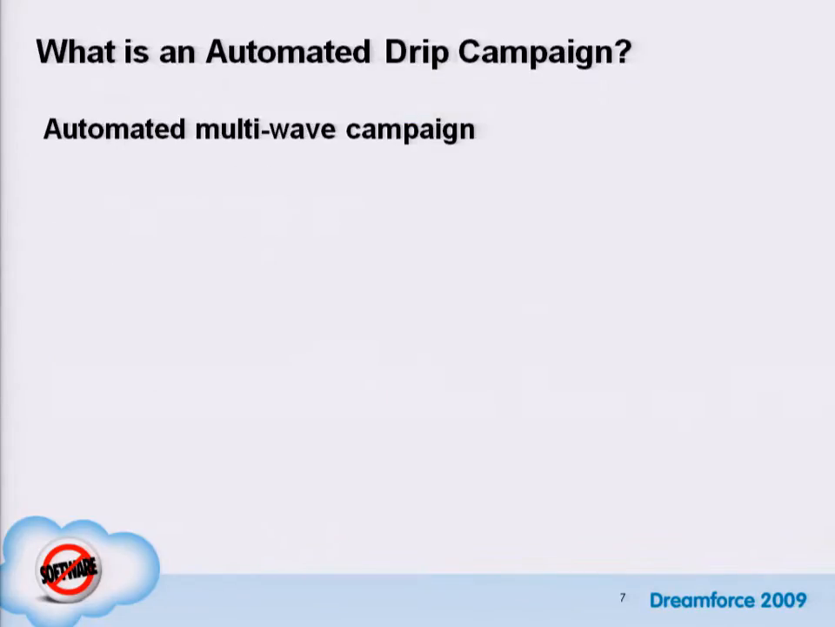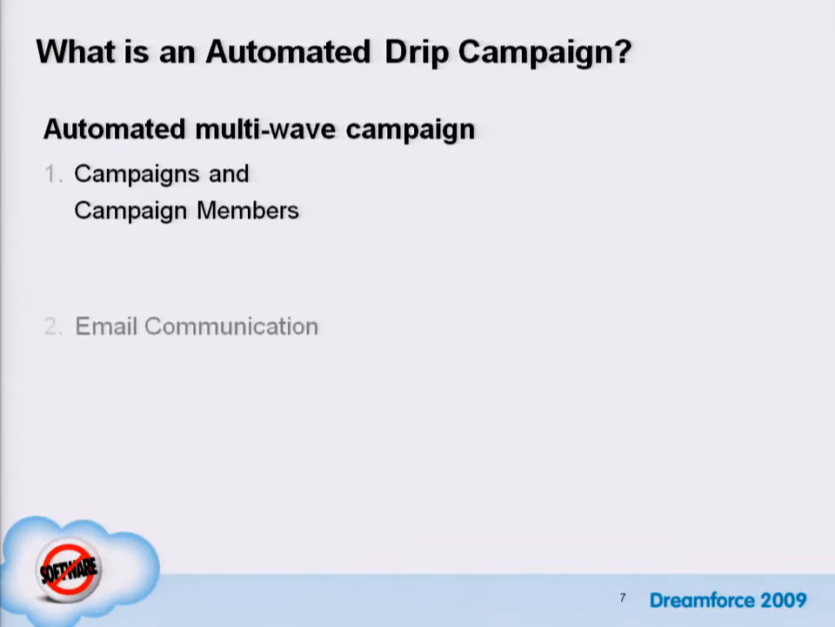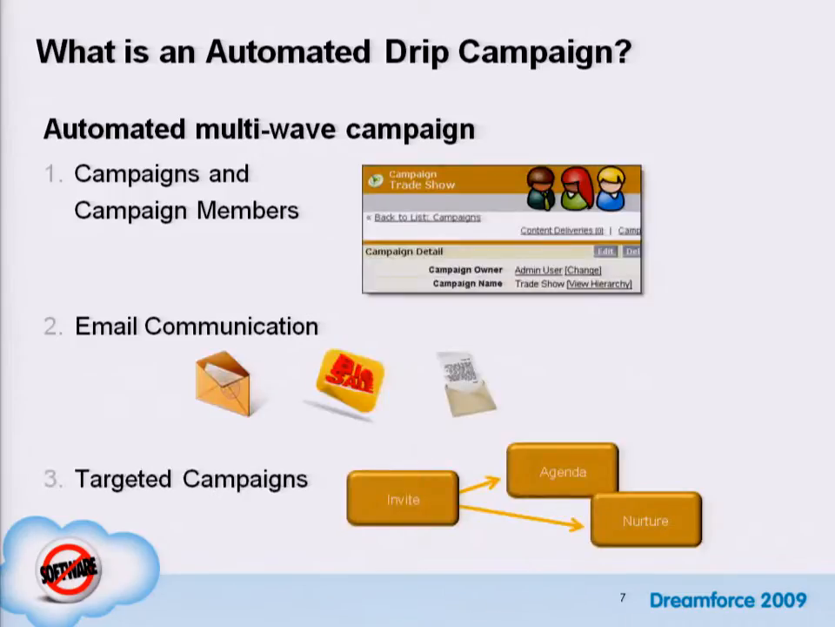Okay, next slide. So what is this automated drip campaign? It is also known as an automated multi-wave campaign. We obviously have to work with the campaign and the people that are part of that campaign, the campaign members. An important part of this, and what we're going to be practicing, is communicating. We're going to be working with Workflow to set up an automated email communication system. So we say, okay, if a member does this, we're going to send them an email.